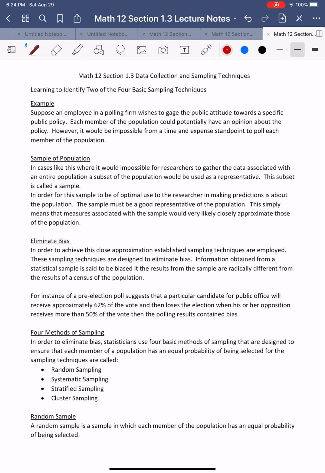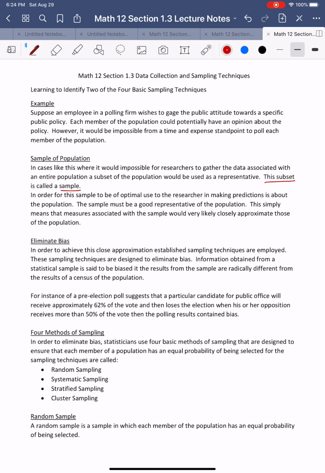In cases like this, where it would be impossible for the researcher to gather the data associated with the entire population, a subset of the population will be used as representative. The subset is called a sample. So a subset, the smaller size of the population, we call the sample.